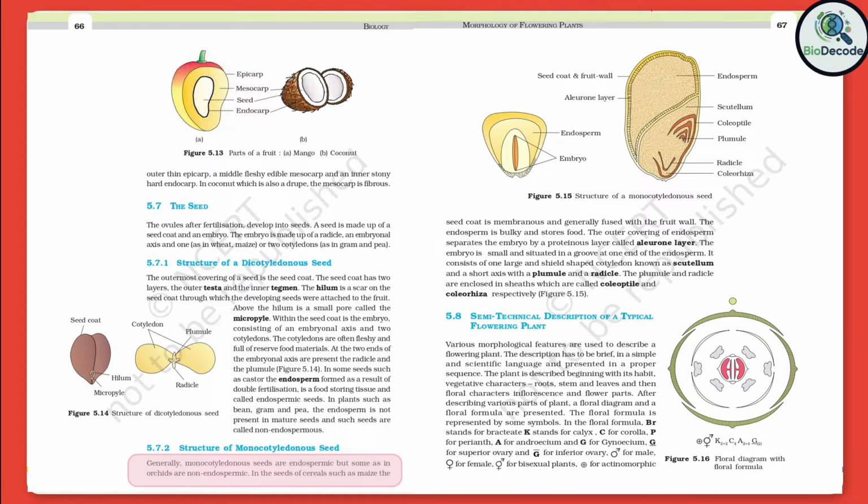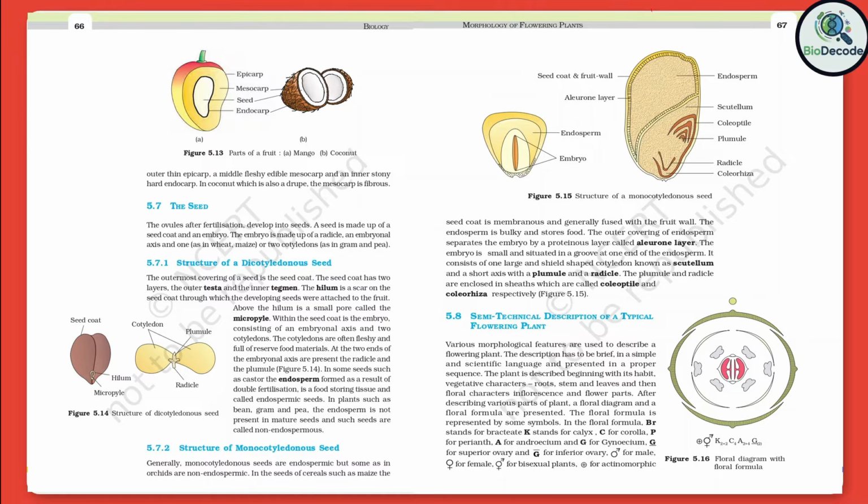In the seeds of cereals such as maize, the seed coat is membranous and generally fused with the fruit wall. The endosperm is bulky and stores food. The outer covering of endosperm separates the embryo by a proteinous layer called aleurone layer. The embryo is small and situated in a groove at one end of the endosperm. It consists of one large and shield-shaped cotyledon known as scutellum and a short axis with a plumule and a radicle. Plumule and radicle are enclosed in sheaths, which are called coleoptile and coleorhiza, respectively.